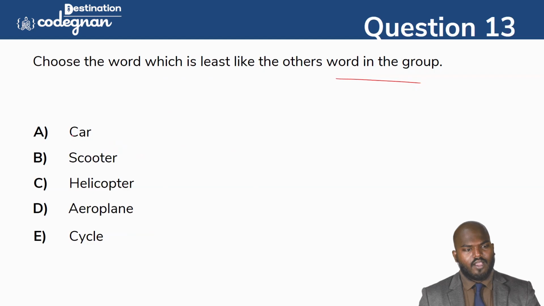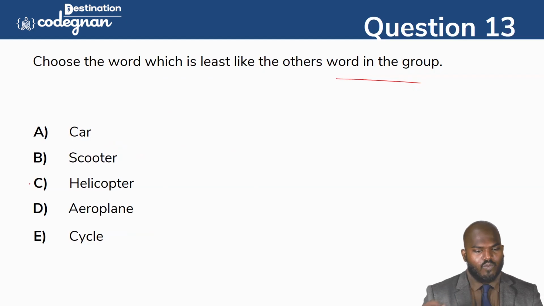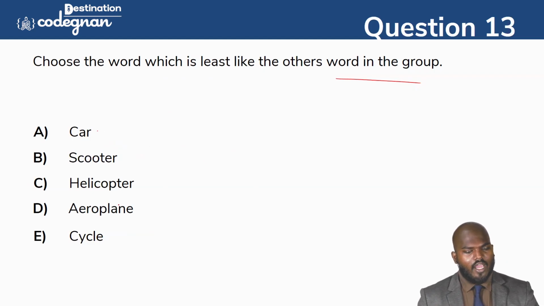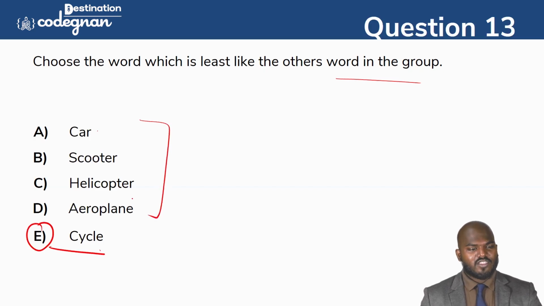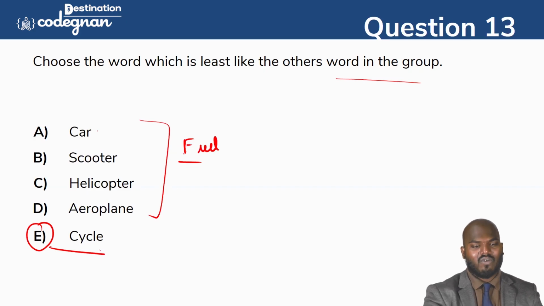What will we say? Car, scooter, helicopter, aeroplane, cycle. Which one will we say here? So car, scooter, helicopter, aeroplane, and cycle. The cycle will not run on fuel. So option E. The remaining, you see this one, basically run on fuel only. That is what we can call the answer here.